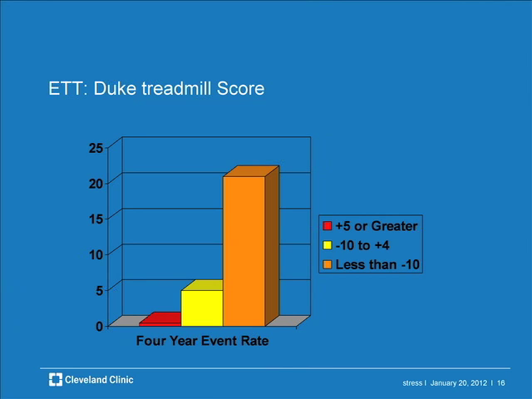So how does it work? This is the 4-year event rate for a Duke treadmill score. If you have patients here in red with a Duke treadmill score of greater than 5, the mortality event rate at 4 years is almost non-existent. And as the Duke treadmill score rises, you can see the event rate skyrockets. So it's a very important predictor. It's used in almost every single stress EKG lab. If you decide to have a treadmill in your office, this is an important thing to report, and an important thing to prognosticate from.